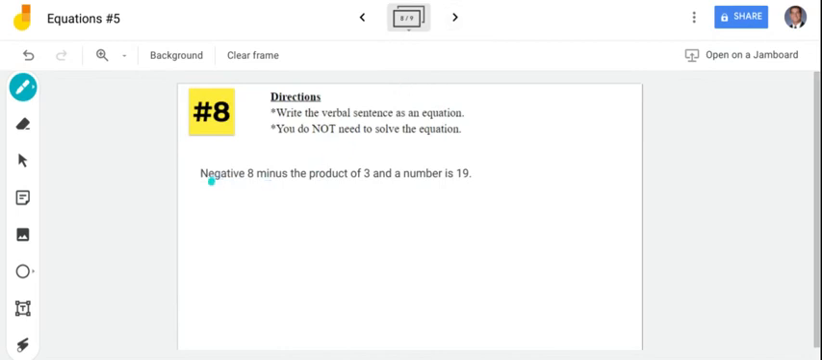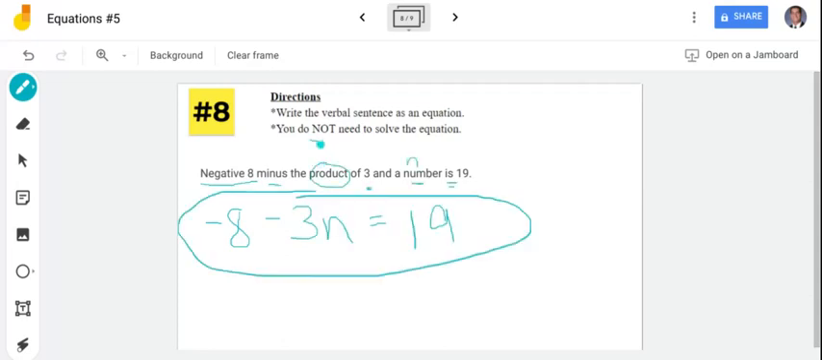Number 8, negative 8 minus the product, that's multiplication, the product of 3 and some number. So let's just call that n. So negative 8 minus the product of 3 and n means equal. So remember my equal sign. On the right side, I have 19. Okay, so there's my equation. I do not need to solve it.